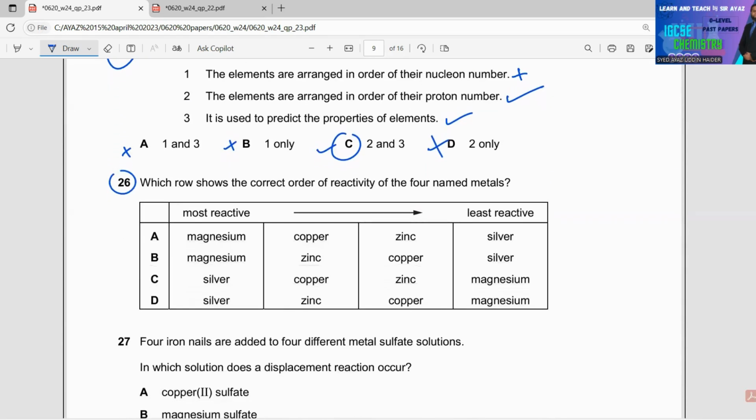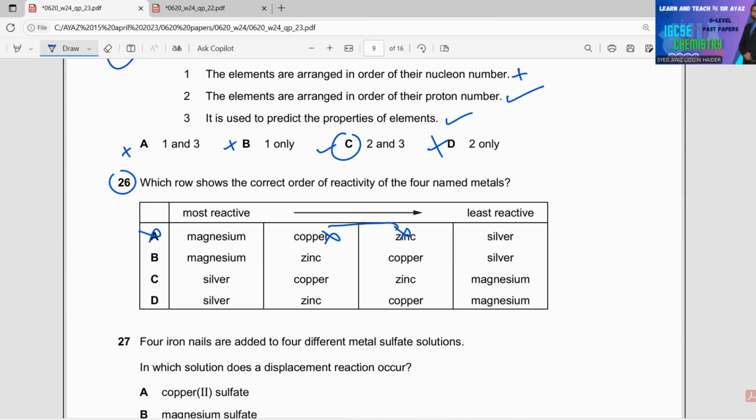26. Which row shows the correct order of reactivity of the 4 named metals? I'm checking one by one. In A, we are having magnesium, copper, zinc. No, zinc is more reactive than copper. So A must be incorrect.